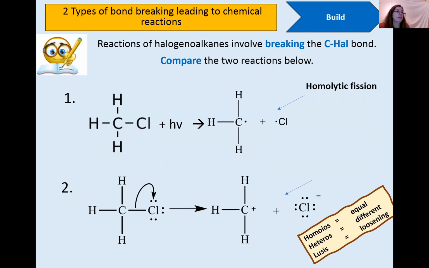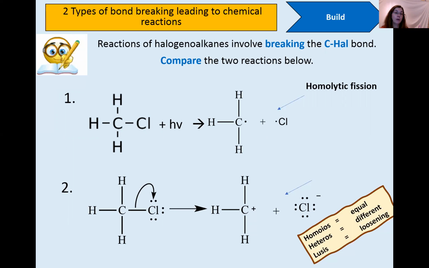Okay, so I'm going to look at some bond breaking, and then we're going to just investigate one. There are two ways that we can break a bond. We can break a bond by breaking down the middle, and like in our radical reactions, the chlorine will take its electron with it, and the methyl group, the carbon, will take its electron with it. So they share that electron equally. That's called homolytic fission.